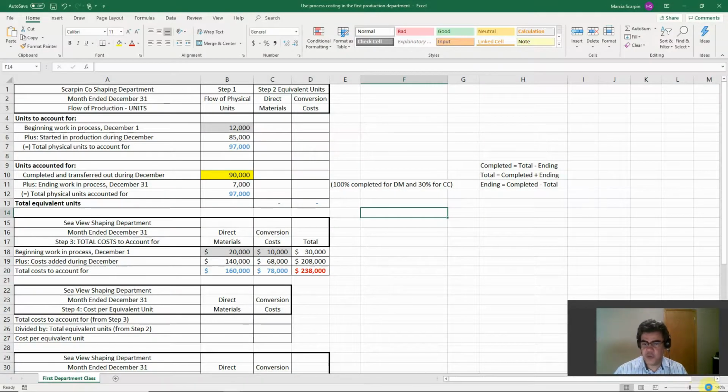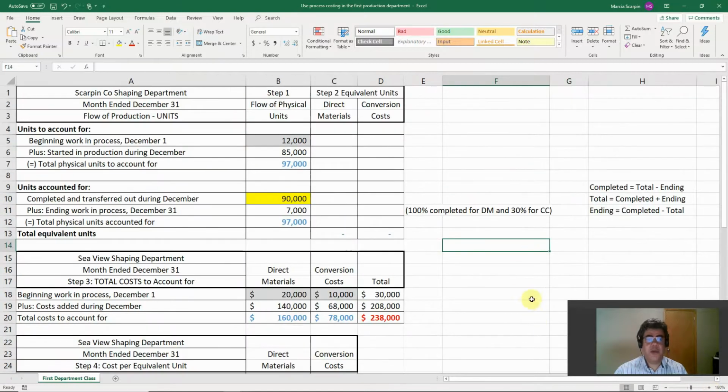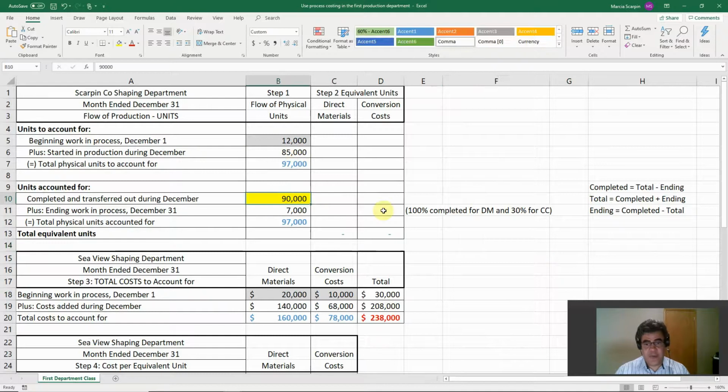Let me zoom it a little bit more. Here. So step number 1, flow of physical units. We have a beginning inventory of 12,000 units. We started 85,000 units more. So now we have 97,000 units to work with. And then we have 90,000 units completed and transferred out during our month here, December. And we have work in process. So this is step number 1. Usually the production manager provides this.